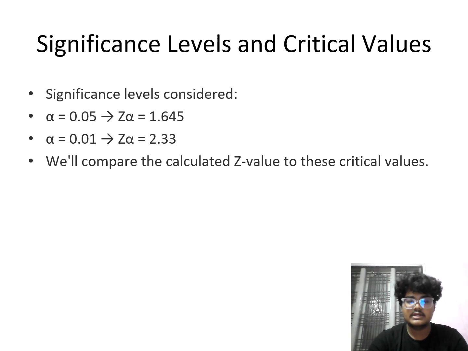Significance levels and critical values. Significance levels considered: alpha is equal to 0.05 implies z alpha is equal to 1.645. Alpha is equal to 0.01 implies z alpha is equal to 2.33. We'll compare the calculated z values to the critical values.